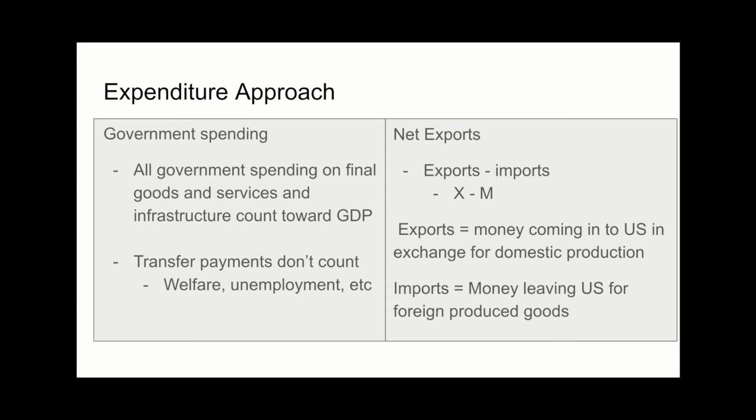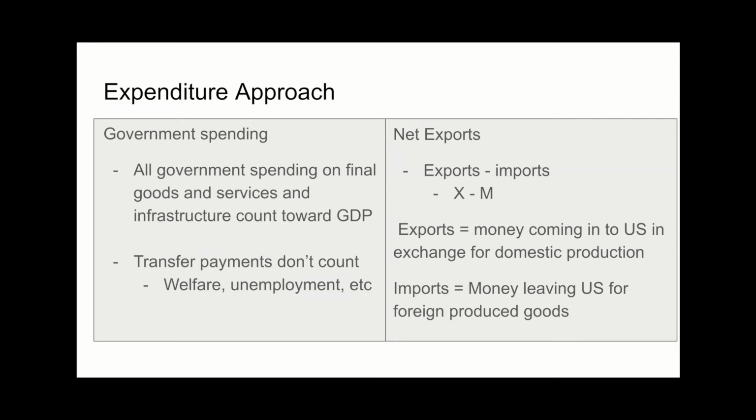That does not count. Finally, we have net exports, which is going to be exports minus imports, or you can remember it X minus M. Exports being the things that we sell to other countries, imports being the things that we buy from other countries. So exports is going to be money coming into the US in exchange for our goods and services that we make. Imports is going to be money leaving the US for foreign produced goods. So that's when we buy things from other countries.